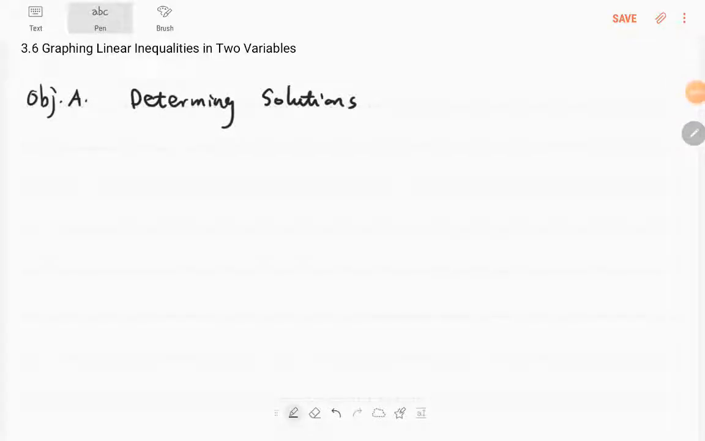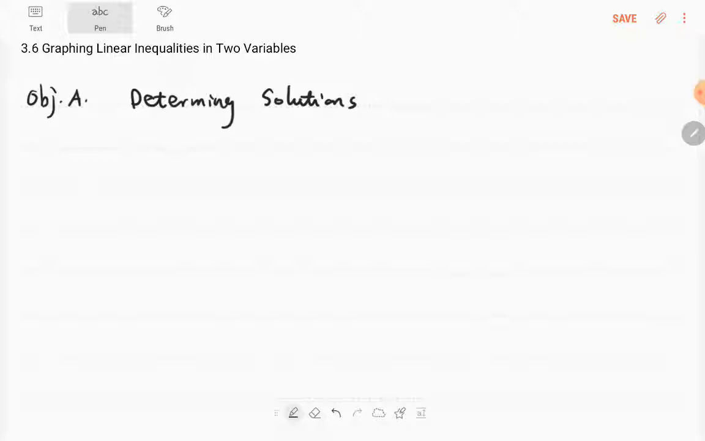Alright, 3.6 is the last section in chapter 3. After we finish this one, we will have the test, right? So in this section, we will talk about linear inequalities. It's not the straight line anymore, because it's not the linear equation, it's the linear inequalities. So how can we draw the graph of a linear inequality?